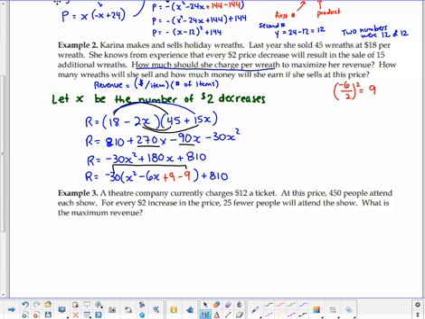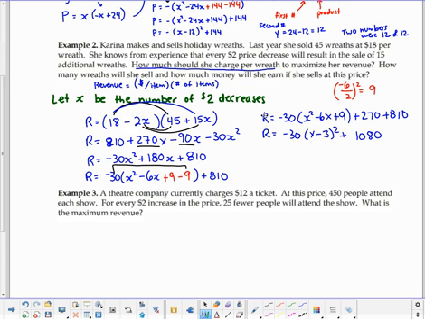So, revenue equals x squared minus 6x plus 9. Negative 9 times negative 30 is plus 270, plus 810. And so you should have had x minus 3 squared plus 1080.